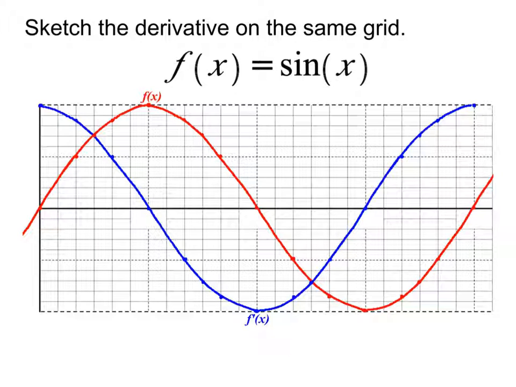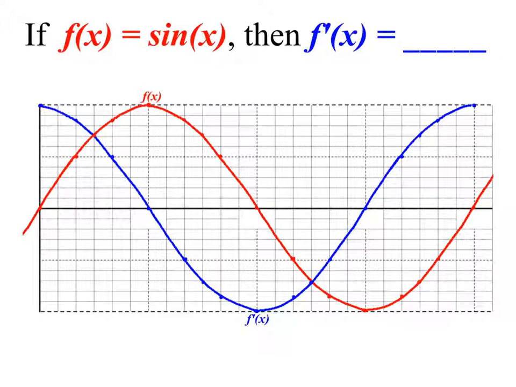And so based off of that, we could actually make a bit of a rule, because this blue graph also looks familiar. This blue graph is the graph of what function? Yep, it is cosine. And so we can then see just graphically that if I start with sine of x, the derivative will be cosine of x.